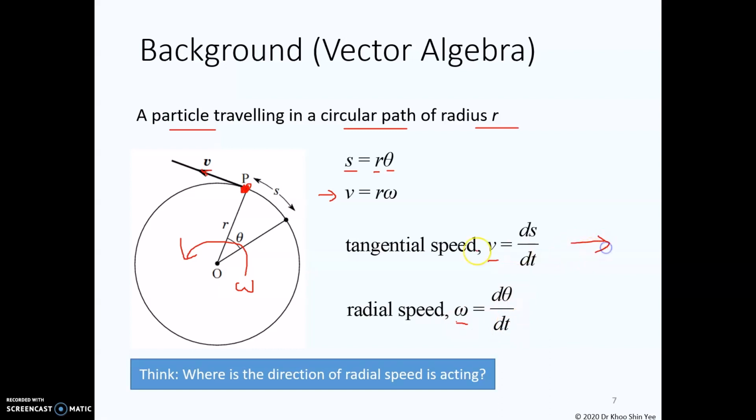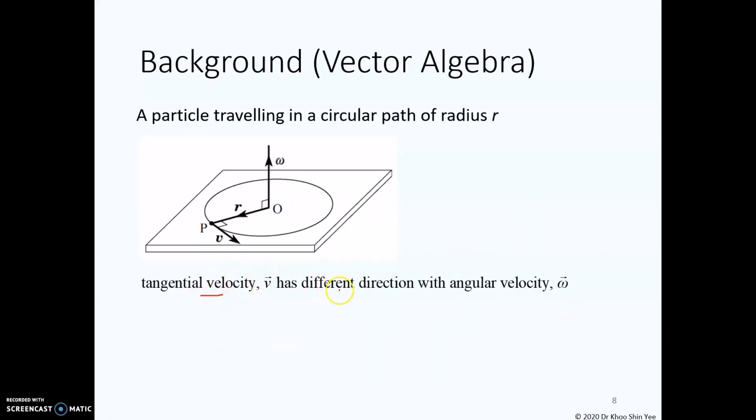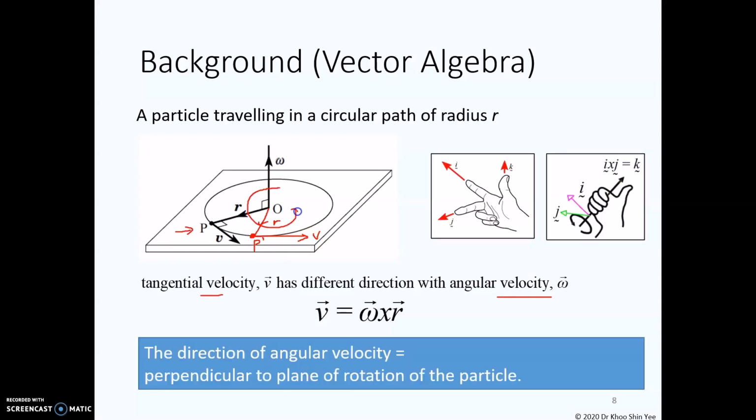So we know the direction for the velocity will always be tangent to the path. How about the direction for the omega? You see the tangential velocity has a different direction from the angular velocity. At particular moment p here, the velocity is tangent to the path. In the next moment, the particle moves to the position p prime here, and you see the direction for the velocity changes. Therefore, the angular velocity will be in this direction. And by using the right hand rule, the angular velocity vector will be perpendicular to the plane of rotation.